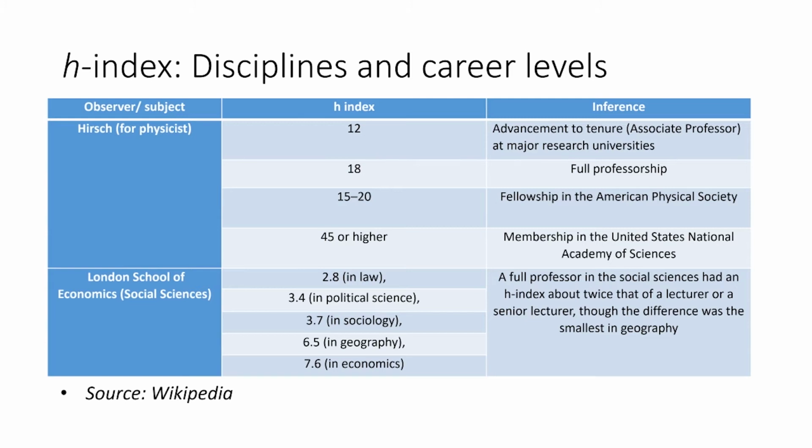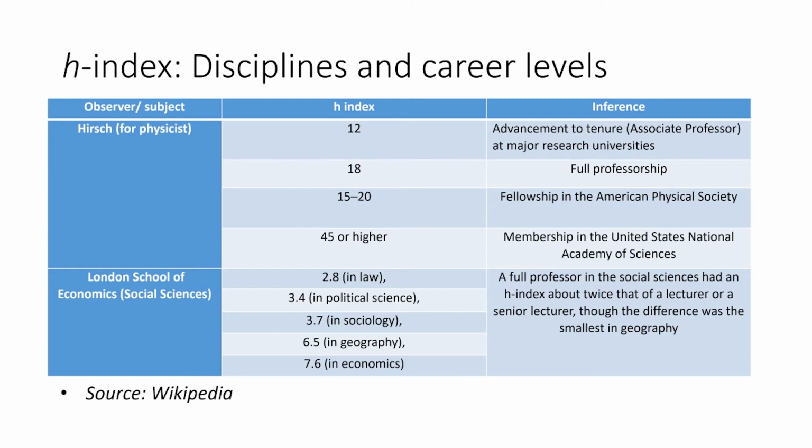Hertz observed that for physicists, H index may be the indicator of level of scientist. As mentioned in the first half of this table, an H index of 12 indicates advancement to tenure. H index 18 indicates full professorship. H index 15 to 20 indicates fellowship in the American Physical Society, while the H index 45 or above indicates the level of scientist as membership in the United States National Academy of Sciences. So the level of scientist is well indicated by the H index.